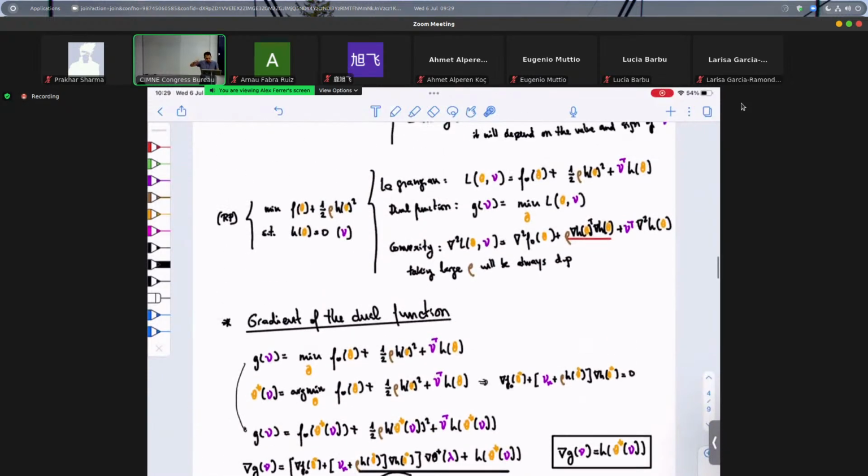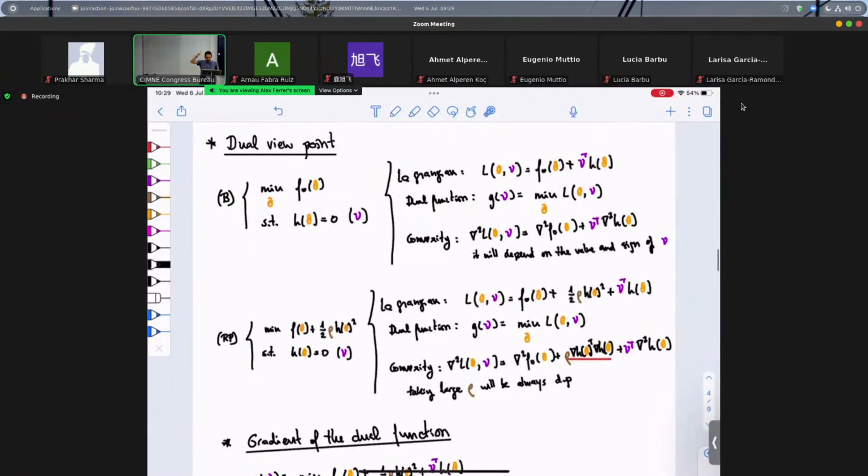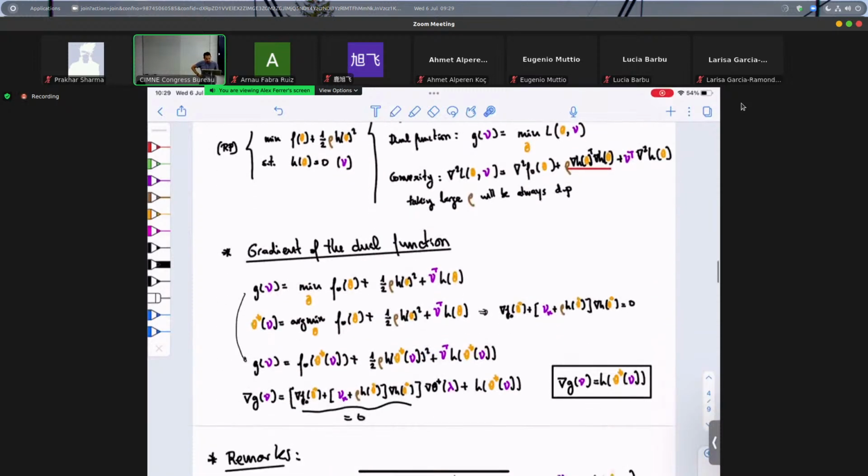So first thing, for the dual, when we want to compute the dual gradient, we have to solve this minimization problem, and the Hessian has been modified with some extra parameter. Okay, this is the message.